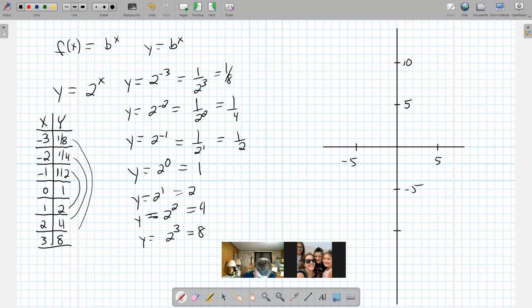When x is -3, y is 1/8, so that's very close to the x-axis. When x is -2, we're up to 1/4. When x is -1, we're up to 1/2. When x is 0, y is 1. When x is 1, y is 2. When x is 2, y is 4. And when x is 3, y is all the way up here at 8. So let's see what that graph looks like.